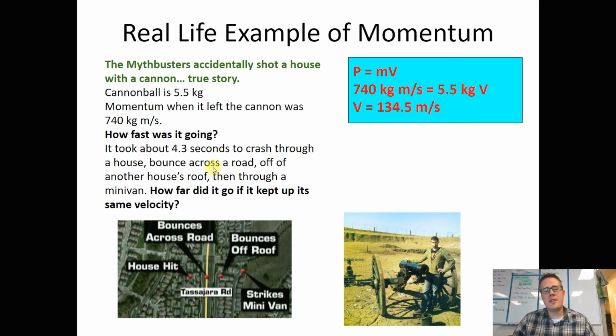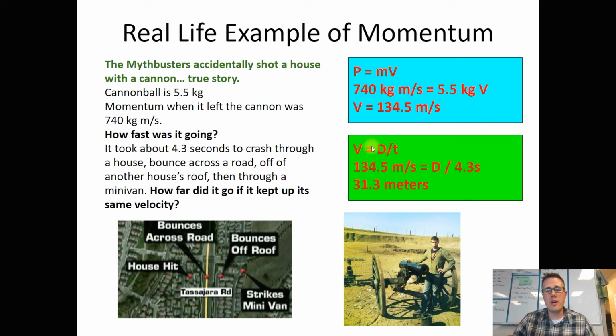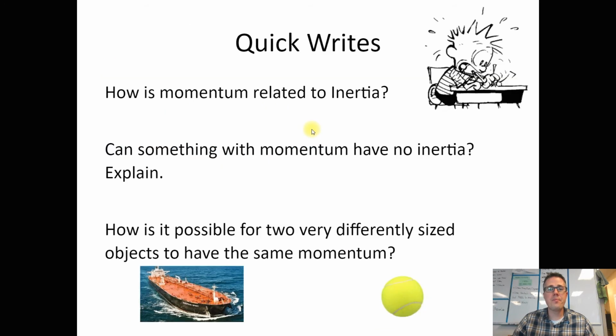Now, reaching way back in time, we have done velocity equations before. We can even use that information that we just found, the velocity of the cannonball, to figure out how far it went when it was bouncing across all this stuff in these people's neighborhood. We would just plug it into our velocity equation. We could put in our velocity equals displacement divided by time, and we could figure out how far it went. This is a good example of how physics equations can be used with each other to figure out different information.